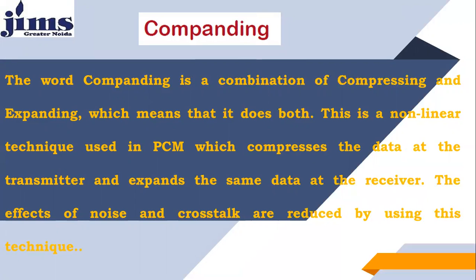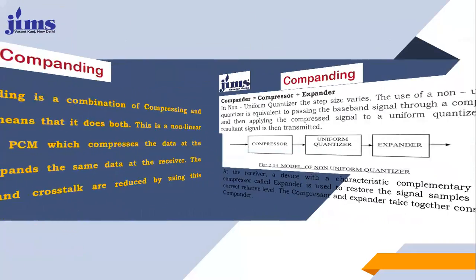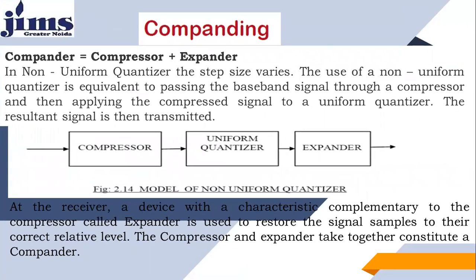So what we do in compression is compress the data at the transmitter side and expand the same data at the receiver side. Remember, the ratio of compression at the transmitter is the same as the ratio of expansion at the receiver. So the effect of noise and crosstalk is reduced by using this technique. As I said earlier, a compander is nothing but a combination of compressor and expander.